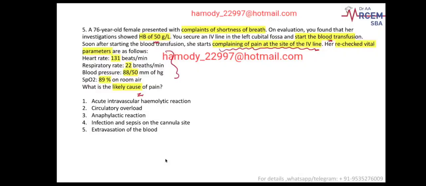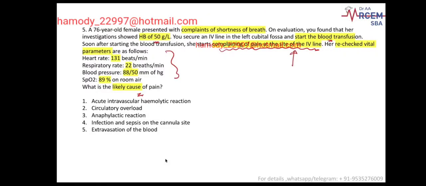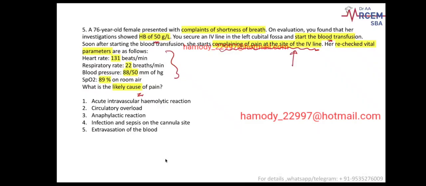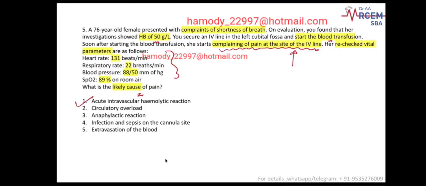Whenever the patient is unstable, and especially with pain at the IV site, always think of ABO incompatibility, which is also known as acute intravascular hemolytic reaction. Immediately stop the blood transfusion in these patients.